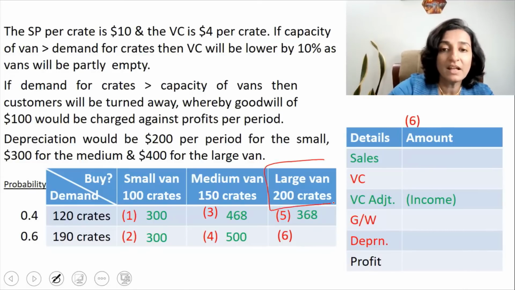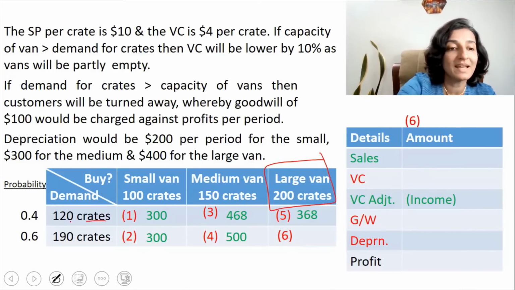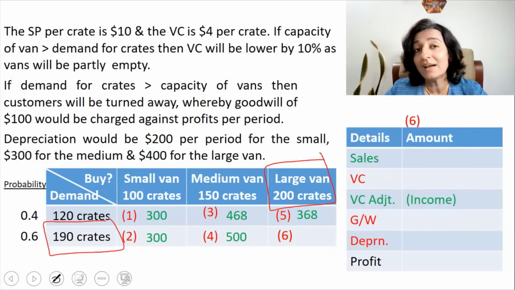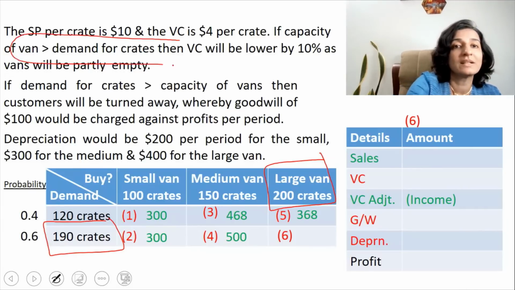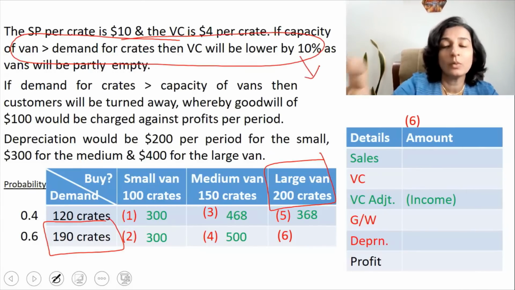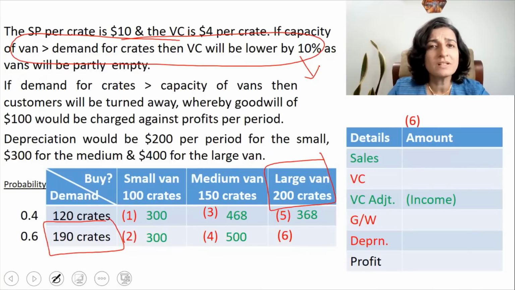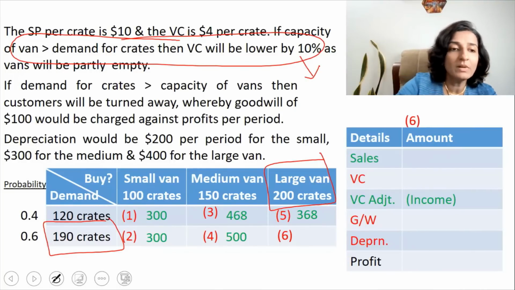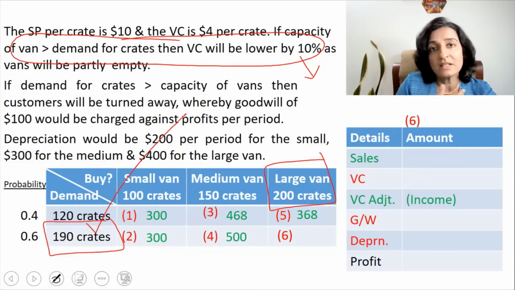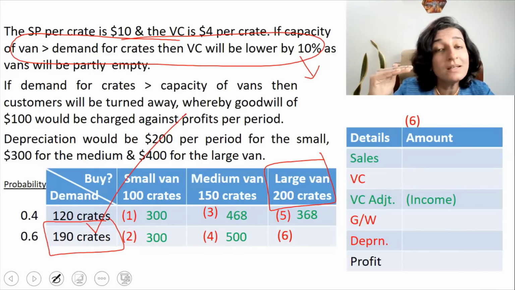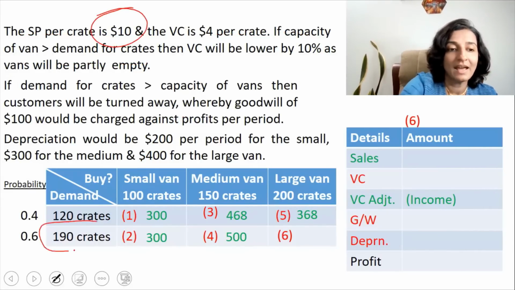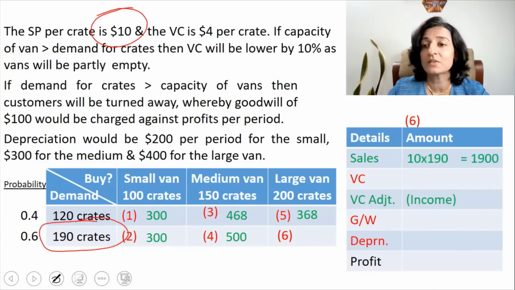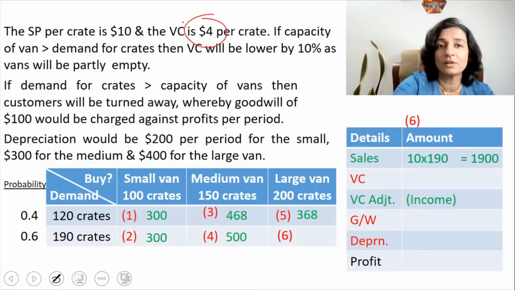Situation 6 is where we have the large van with a capacity of 200 crates and the demand is only 190 crates. The demand is less than the capacity. So again, we have a variable cost adjustment. And what is the quantity that we are able to sell? We are able to sell only 190 crates, because our sales is always restricted to the demand of the crates. So the sales value will be selling price per crate $10 and the sales in units 190 crates. So it is $1,900.